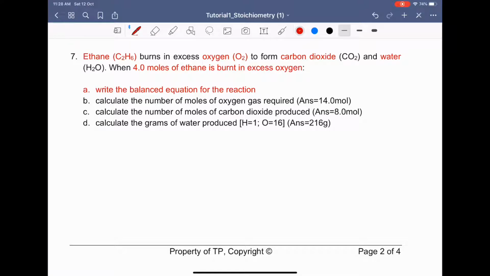Then question 7, C2H6 or ethane burns in excess oxygen to form carbon dioxide and water. When 4 moles of ethane is burnt in excess oxygen, question 1, write the balanced equation for the reaction. So, we just need to write here C2H6 for ethane, then plus oxygen equals carbon dioxide plus water.